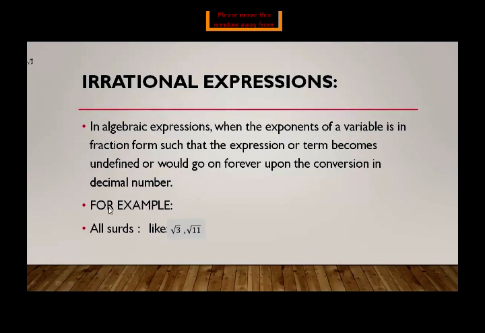According to example, all surds are included in irrational. We have examples like root 3 or root 11 or root 5. If we want to find the square root of 3, its answer is 1.732. You can verify your answer by the complete division method, or you can take its answer by calculator. You will find its answer will be in decimal. So whenever we have a number whose square root is in decimal form, we say we have an irrational expression.